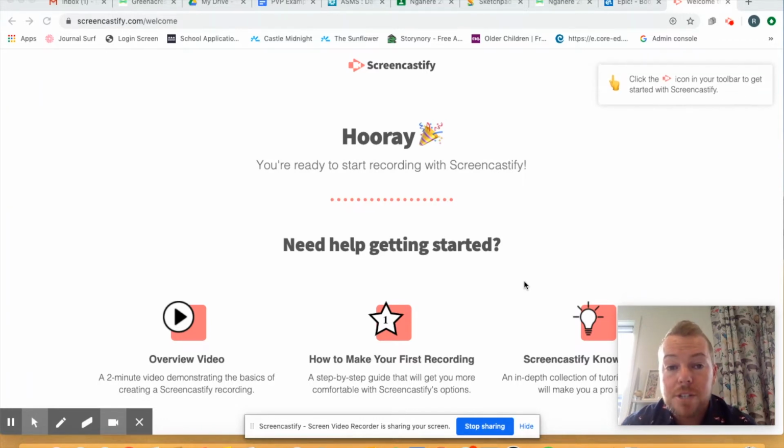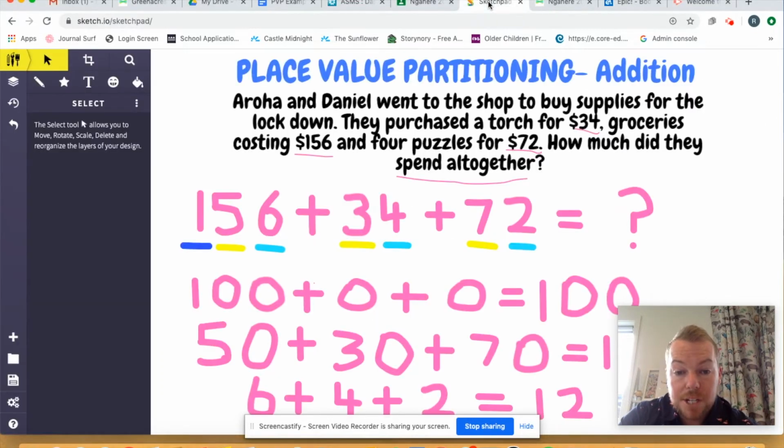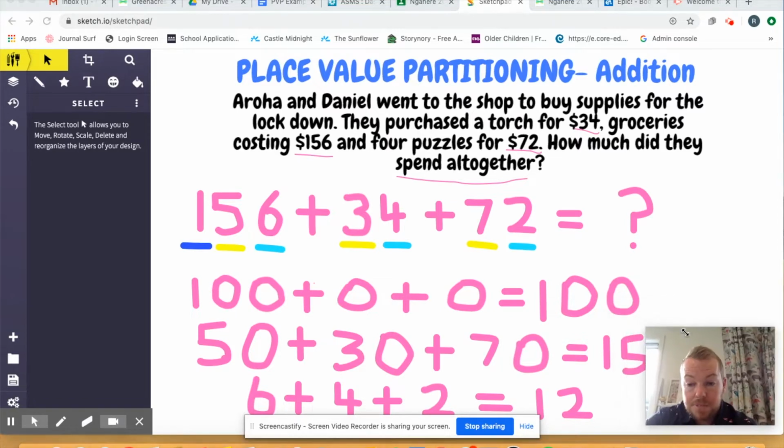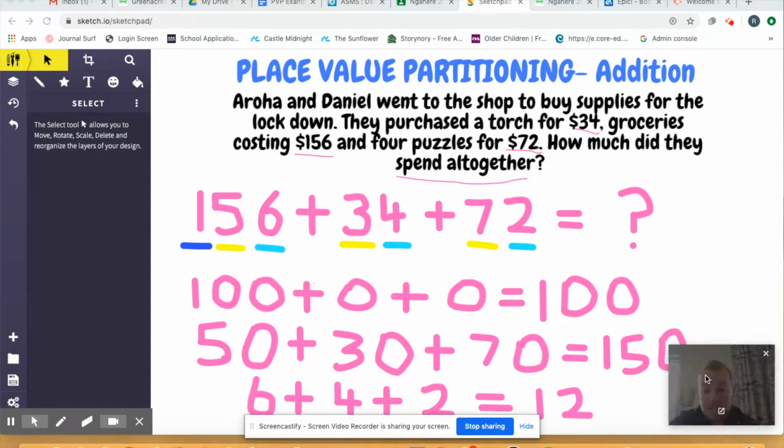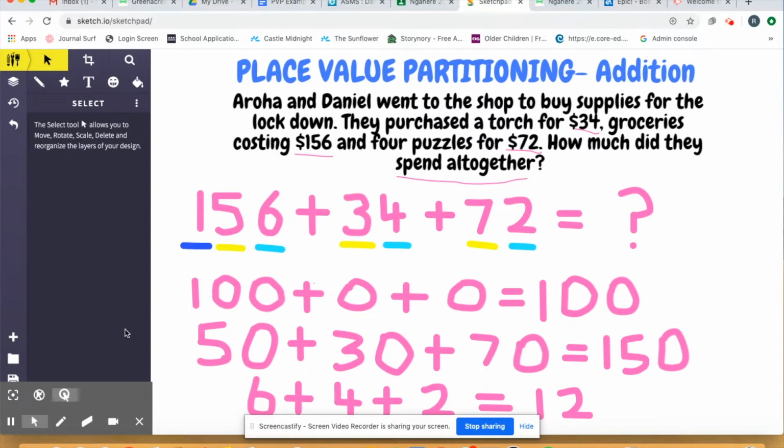So the first math strategy that I'm going to be taking you through today is called Place Value Partitioning. So if I go into my sketch pad here, and I'm just going to make this video a little bit smaller here. I'm going to get rid of that altogether actually. I've got my first example here.